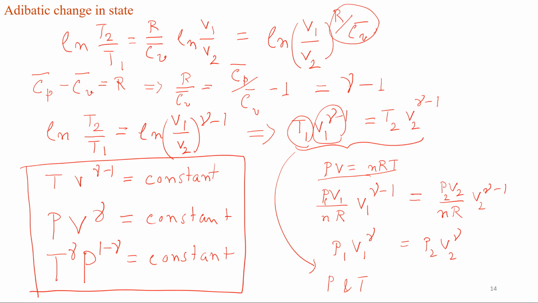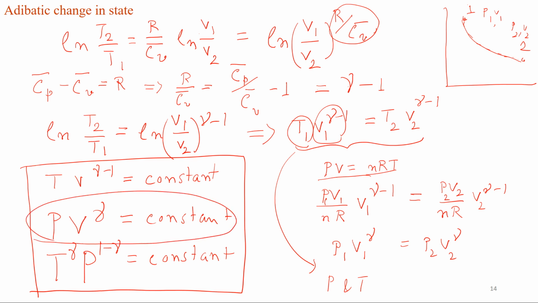Now remember, for an isothermal change, if we go from state 1 to state 2, from pressure P1 V1 to say P2 V2, the curve looks like this, but compared to that, the pressure volume curve for an adiabatic change will be much steeper because gamma is greater than 1. We'll come back to why gamma is greater than 1.